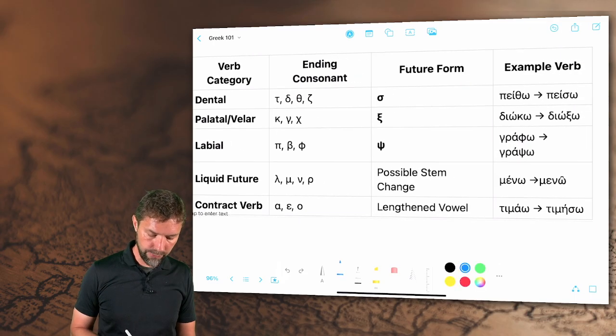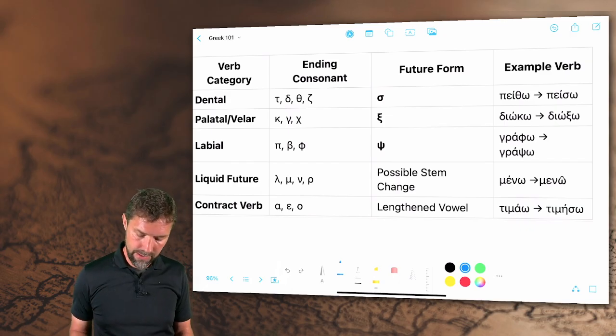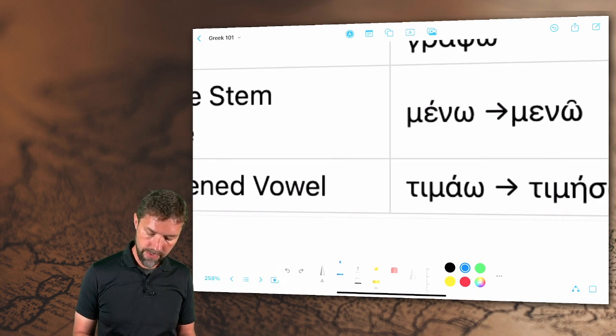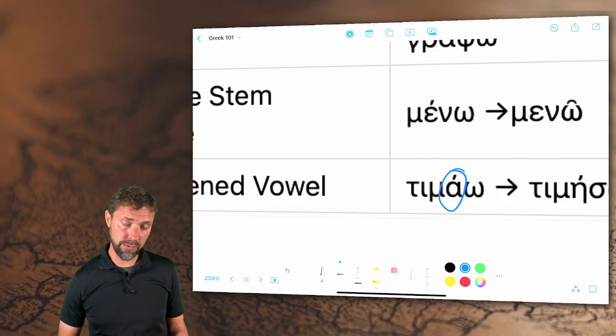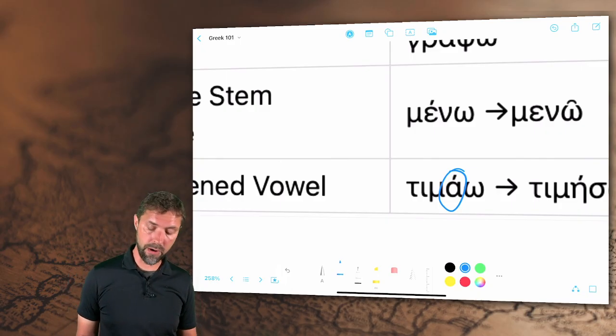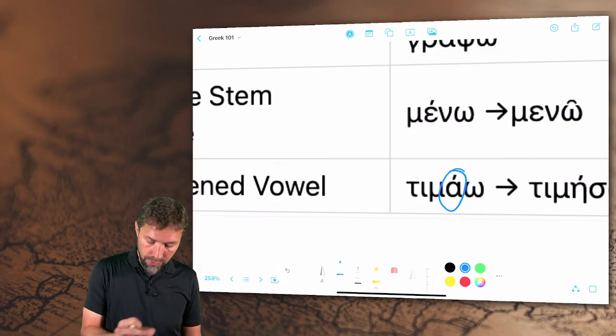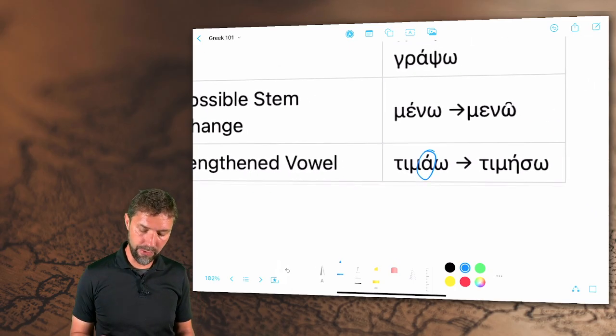The contract verb is that set of verbs like agapao, or poieo, or plerao. It's the verbs that have at the end of their stem in this spot right here, as in timao, okay, I have a vowel. It's always going to be either alpha, epsilon, or omicron. Okay, plerao, plera, remember that. Okay, phileo, agapao. And one of the things we said there, and this is old information, so actually you don't even need to memorize anything new if you remember what we did there.